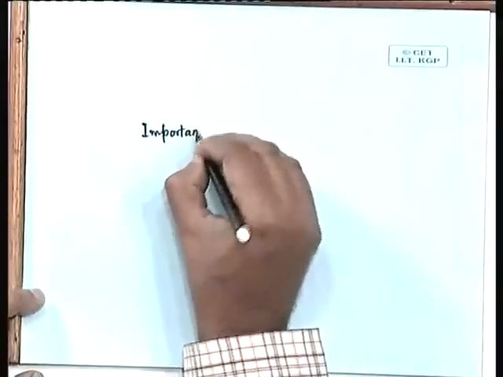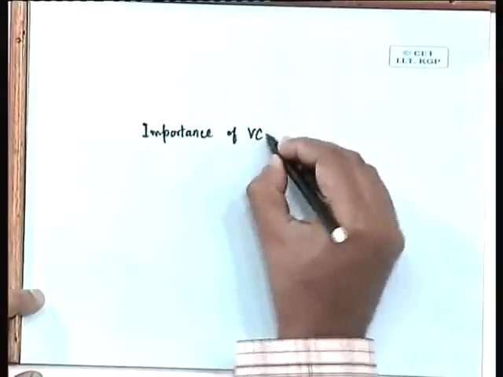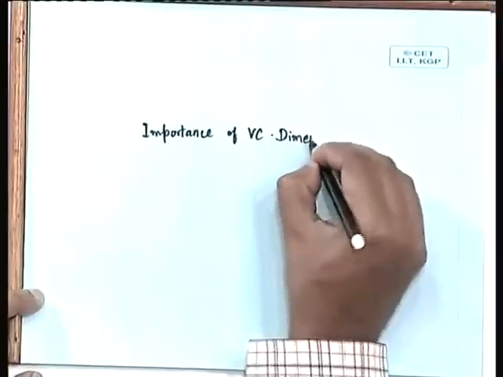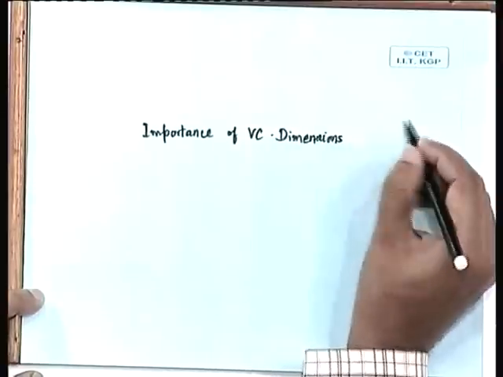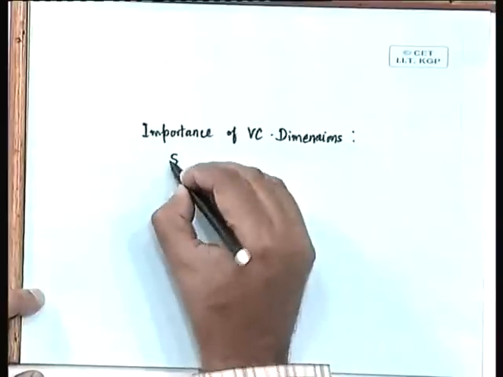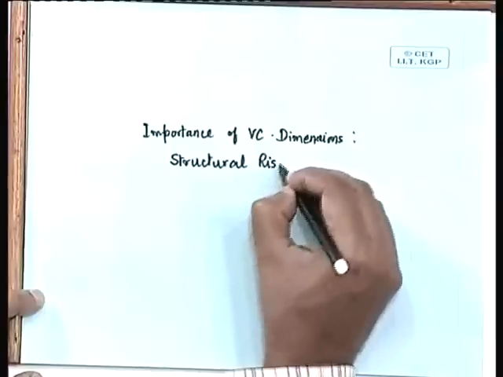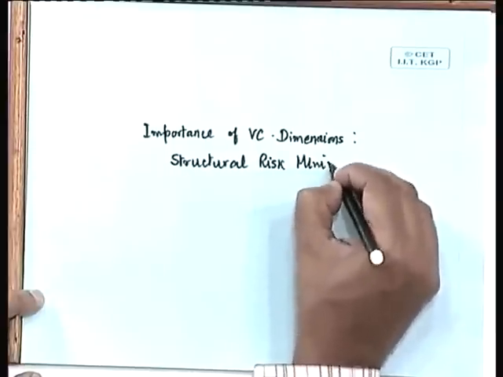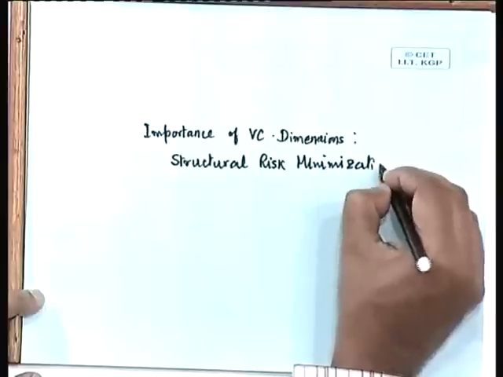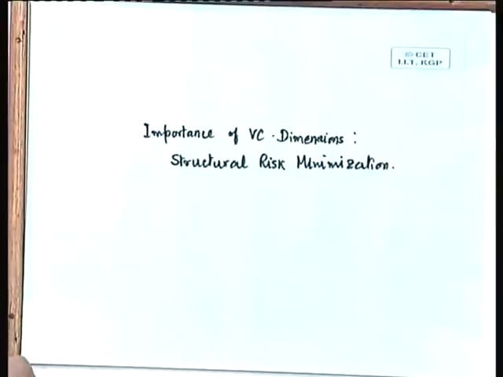So we begin today's lecture with the importance of VC dimensions, and especially we are going to talk about structural risk minimization. I trust that in our last lecture the actual concepts of VC dimension have gone into your mind properly.